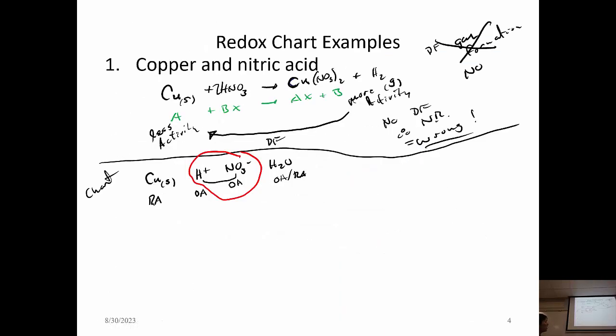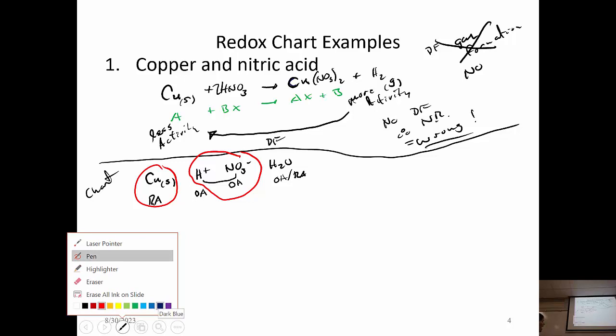Which is the strongest reducer, copper or water? And now we're upside down. Lithium is the strongest. So which one of those two is closest to lithium? Copper. And so we just take the strongest of those.